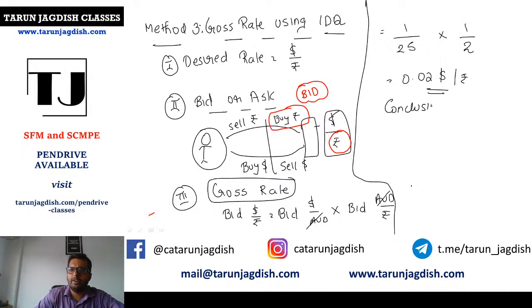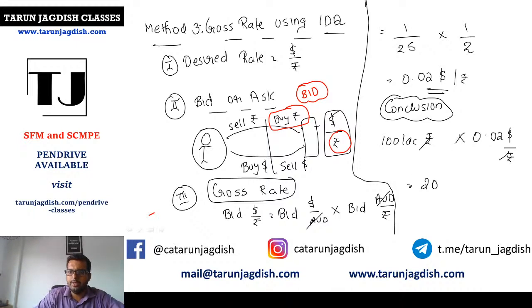Once I get this, I will give a heading called conclusion, where it will be 100 lakh rupee into 0.02 dollar bar rupee. Rupee will get cancelled if I multiply. I will get the same answer as 2 lakh dollar. Can you please write down till here in your books now?